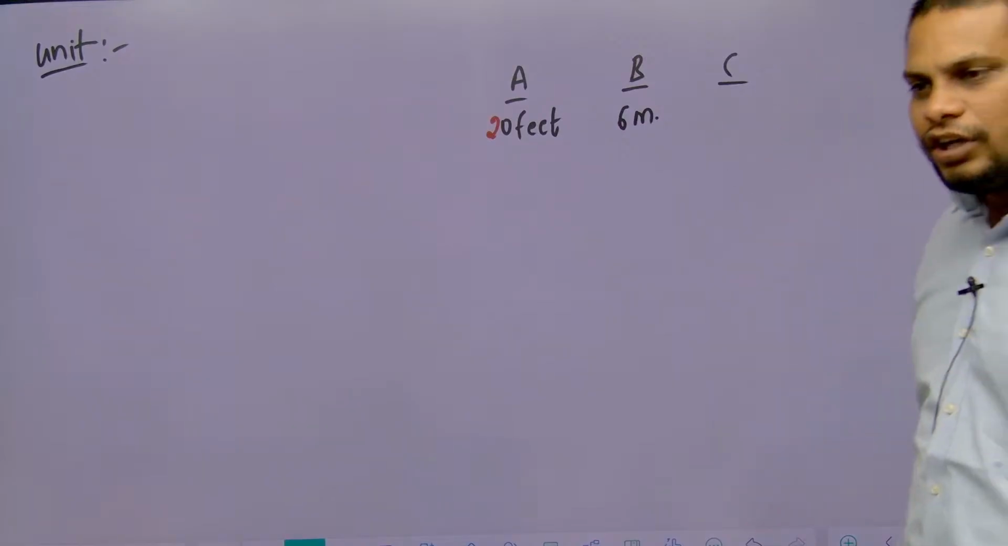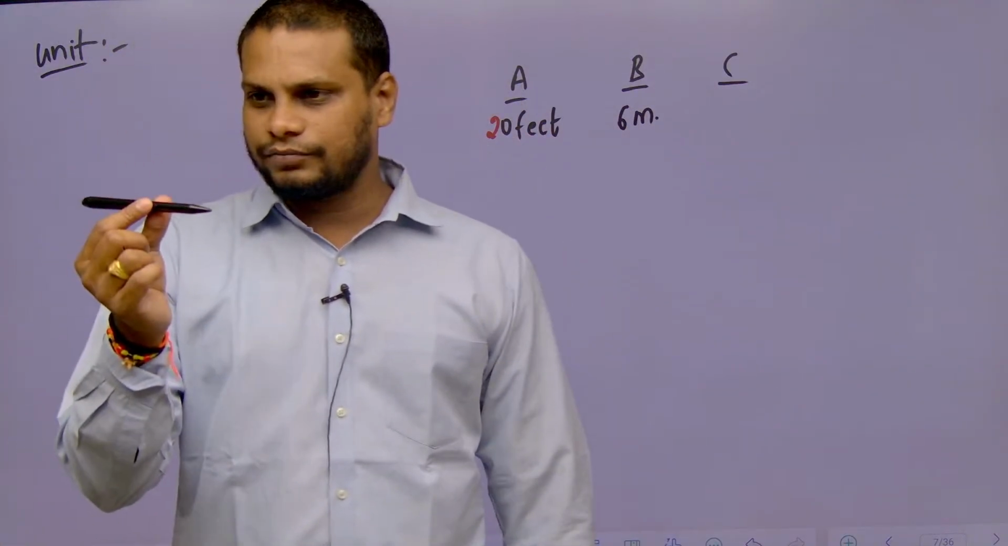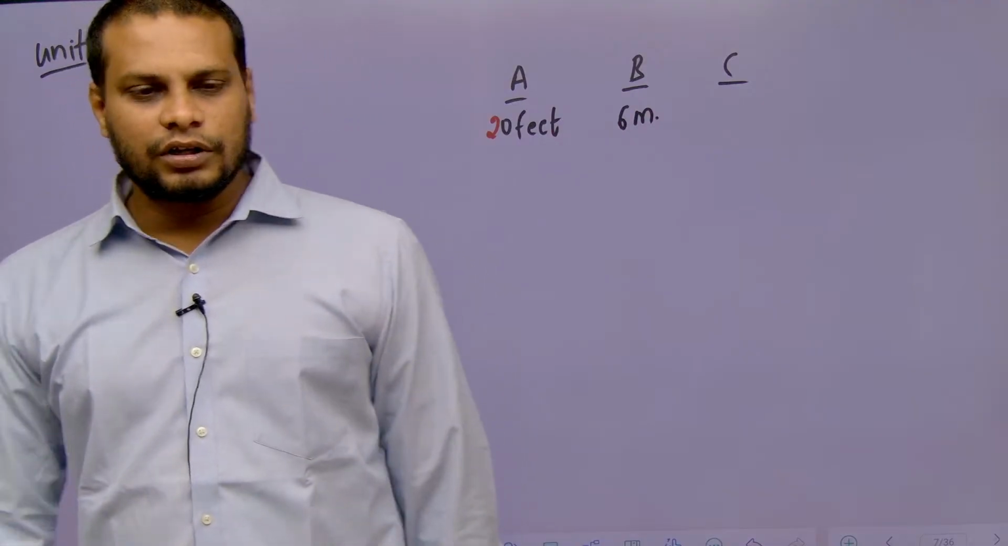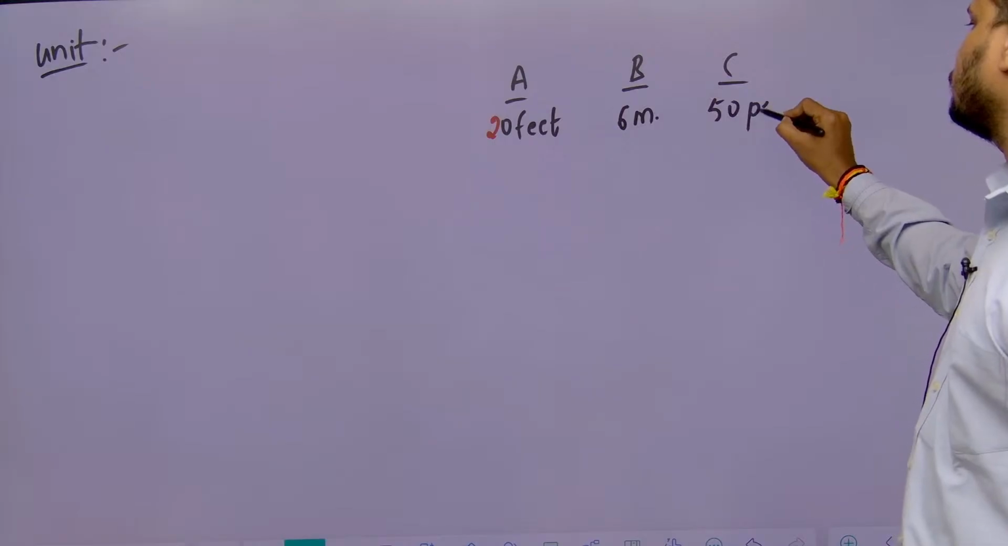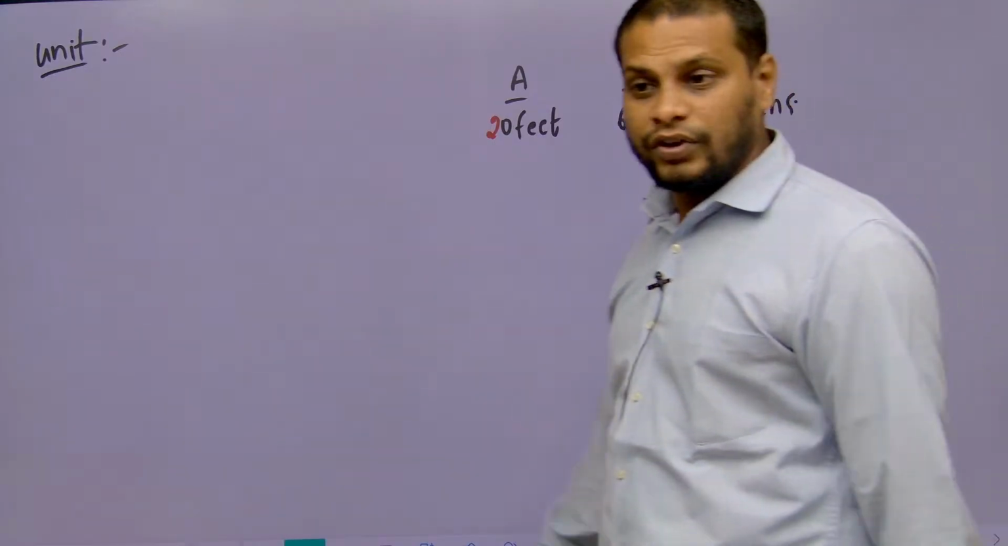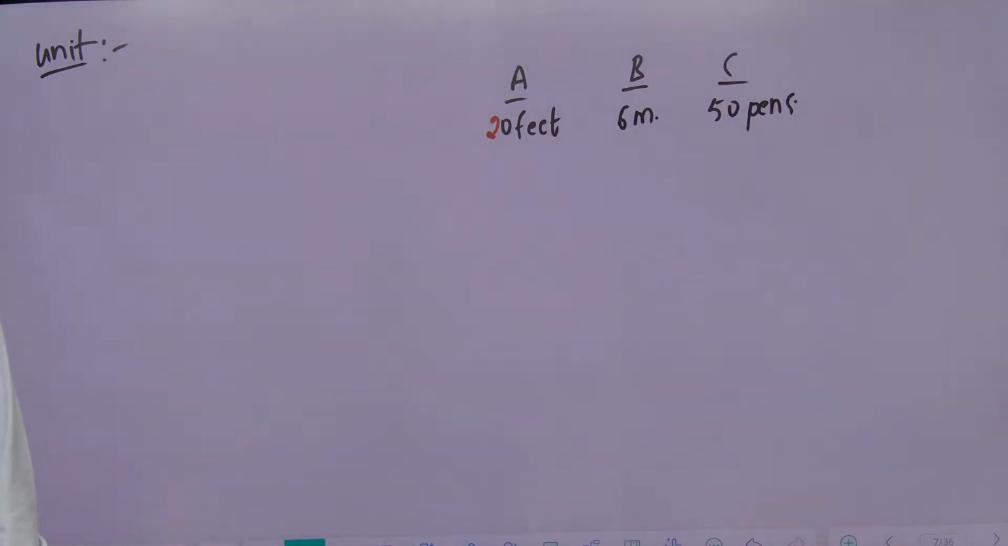Okay, one more student is there, student C, he also measured the distance from this wall to that wall, but he used this pen and he told the distance from here to there is 50 pens. Who is correct? A, B, C students lo evaru correct avvachu? Everyone is correct.